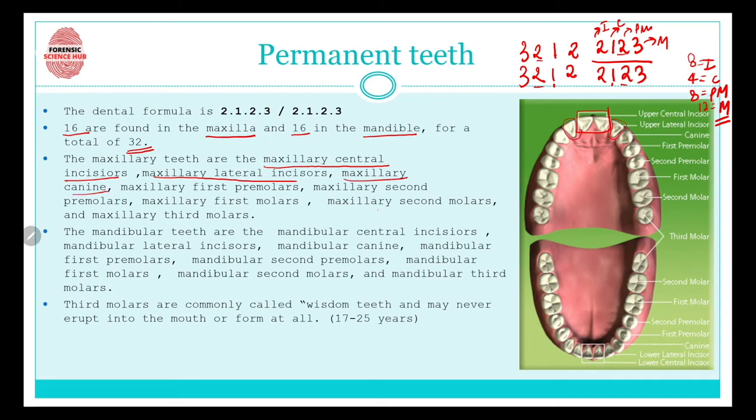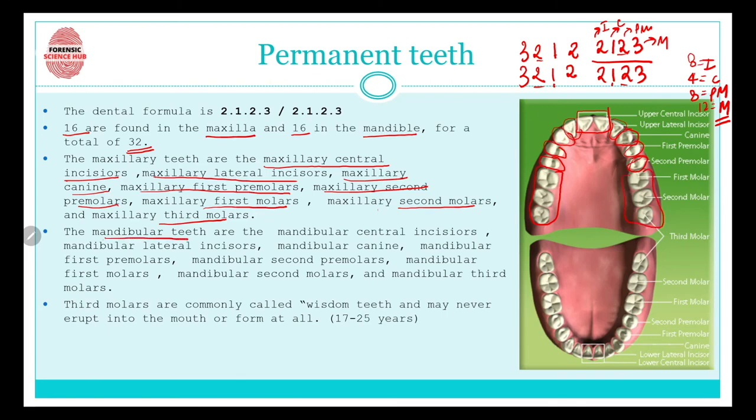Then maxillary canines, maxillary first premolars, maxillary second premolars. Here is the maxillary second premolar. Then comes the maxillary first molar, maxillary second molar, and maxillary third molar. First, second, and third molars.